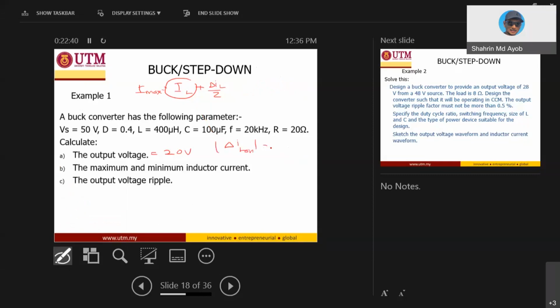Delta IL on must equal delta IL off, right? Because we know that delta IL on plus delta IL off is 0, right? So you need to know that delta IL on is equals to delta IL off. Modulus, meaning that we ignore the sign. So what is delta IL on? You really need to look at this. Even though you didn't memorize, you can actually derive it from the circuit.